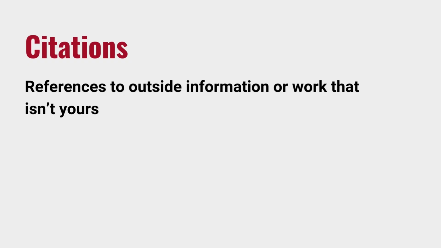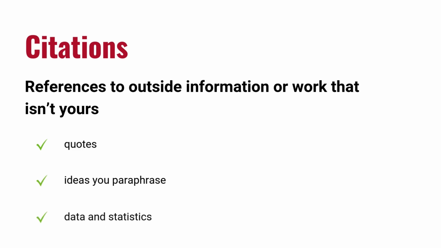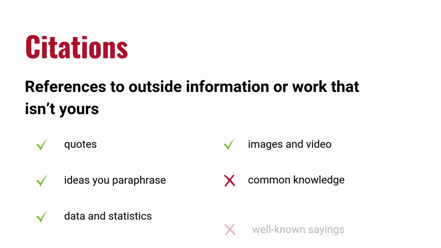When you conduct research, you will almost always include information from outside sources, such as quotes, other people's ideas that you paraphrase into your own words, data and statistics, and other creative work like images and video. Anything you include that isn't your own creation, idea, or words needs to be cited, except for common knowledge or well-known sayings. We cite outside information for many reasons.